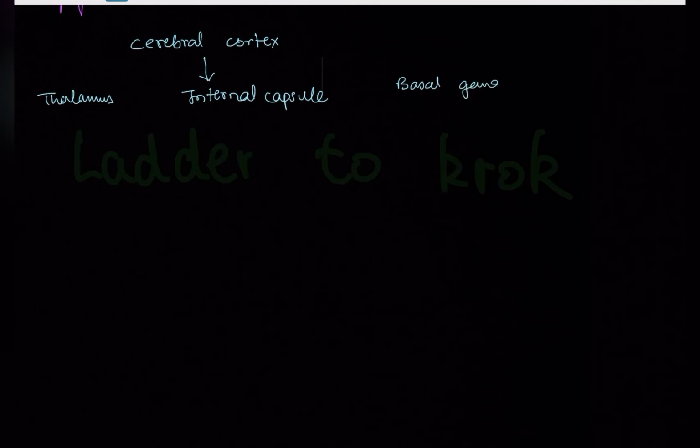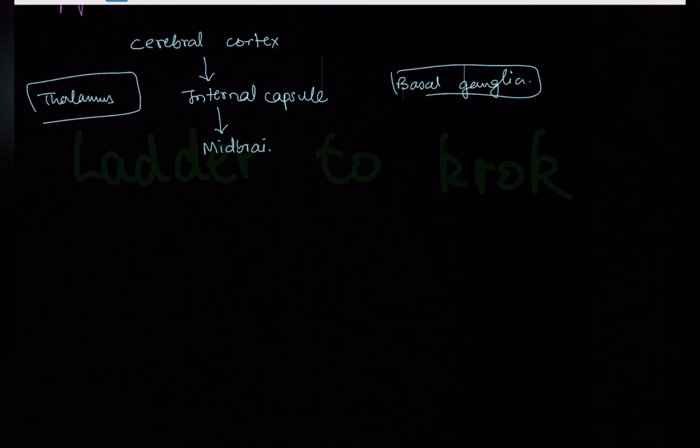Okay, this is what you have to remember. No need to write this basal ganglia and thalamus. I'm just making it so that you remember where the internal capsule is present. It is the white matter. Okay. Now from the internal capsule, the impulse will go on to the brainstem. What comprises the brainstem? Midbrain, pons, medulla oblongata.